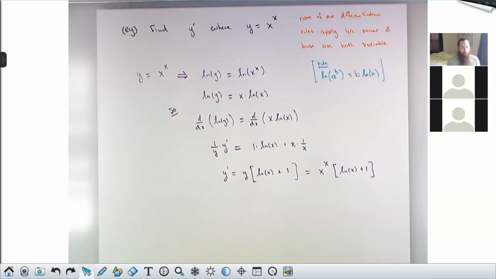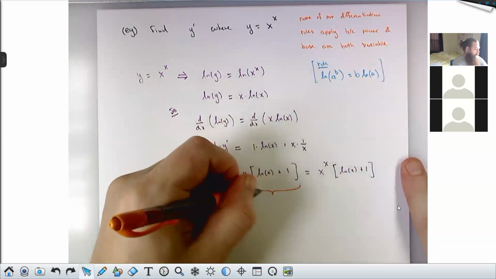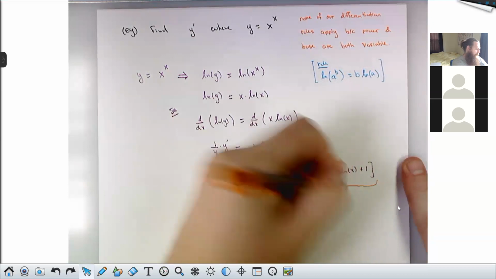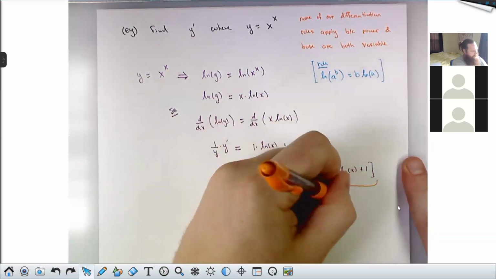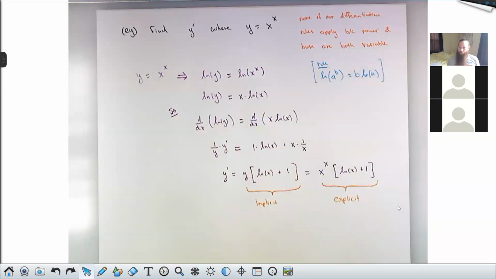All right. Any questions on how I get this answer here? So this would be my answer. This is y prime. This is explicit. Yeah, exactly. So this first version here would be implicit, and this version here would be explicit. And we like explicit wherever possible. If it's not horrible to write down the explicit derivative, I would generally prefer that because it's easier to work with.